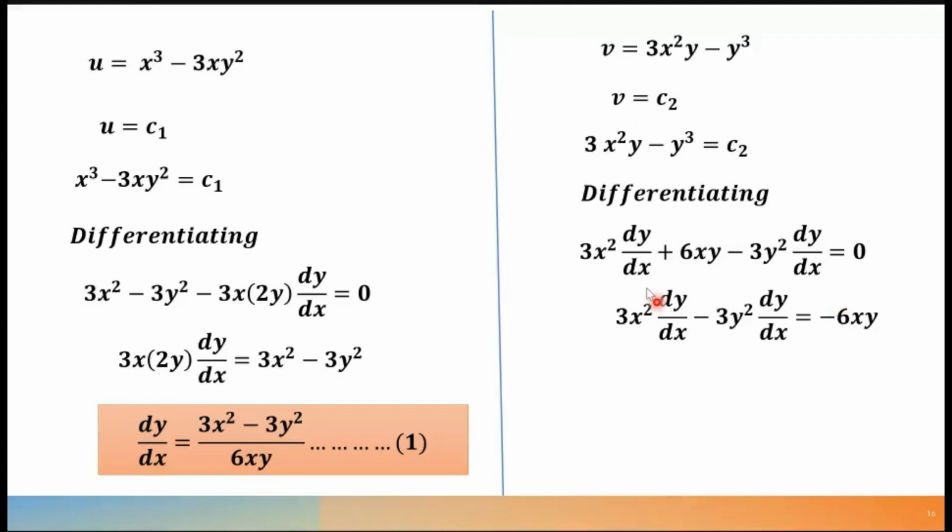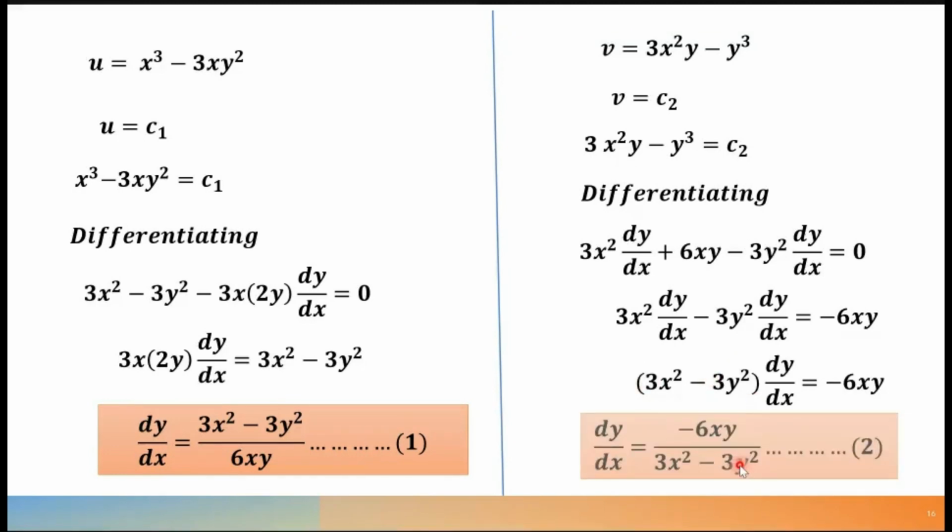So I've kept dy by dx term on the left hand side and 6xy on the right hand side. Again take dy by dx common. It's a common term. So dy by dx into 3x square minus 3y square is minus 6xy, or dy by dx is equal to minus 6y upon 3x square minus y square.